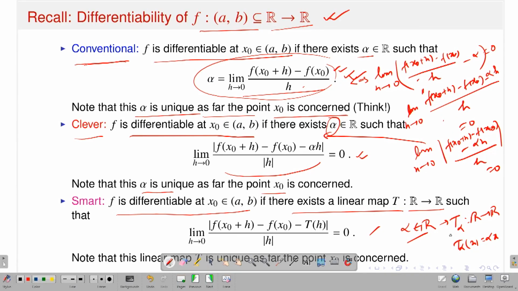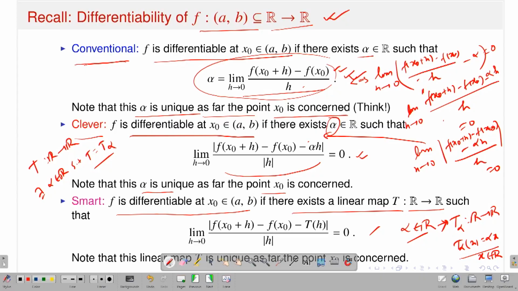So, each alpha in R will induce a linear transformation T alpha, whose action you can easily say: T alpha x is equal to alpha x, where x is in R. Conversely, if I have a linear transformation T from R to R, there exists a point alpha in R such that T is exactly equal to T suffix alpha. So, there is a 1-1 correspondence between the linear transformations from R to R and the point alpha. That is exactly what I am doing. Earlier I had a point alpha, now I am just replacing that alpha by T alpha, because I know the action of the linear transformation T alpha on h is nothing but alpha h.